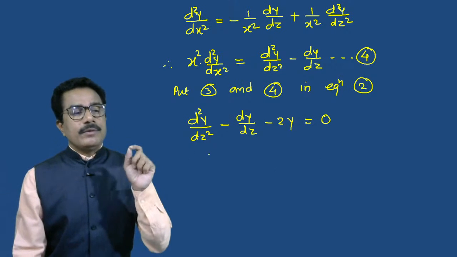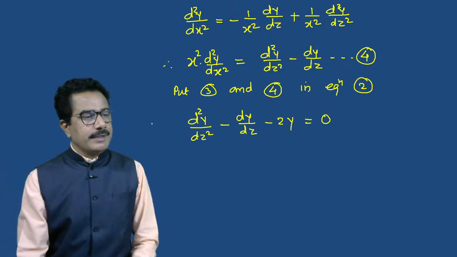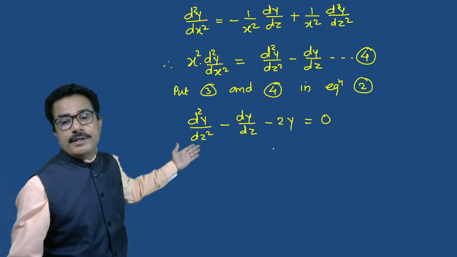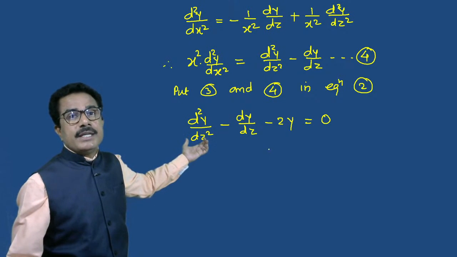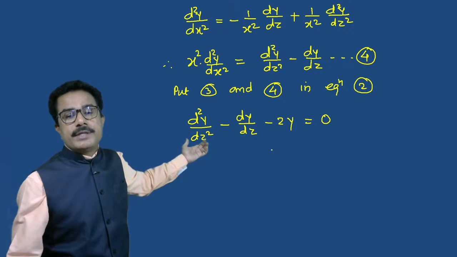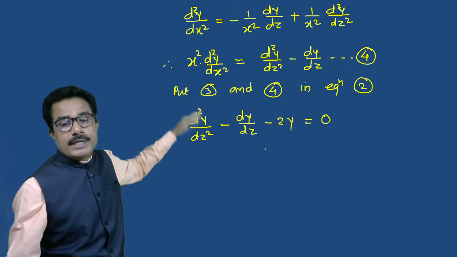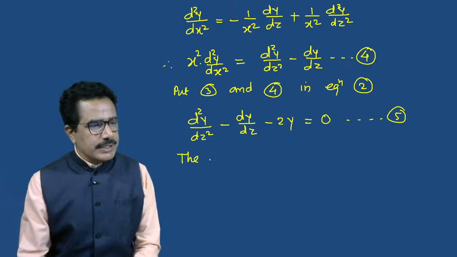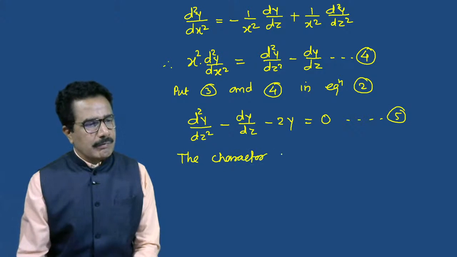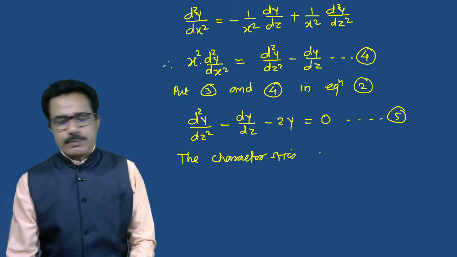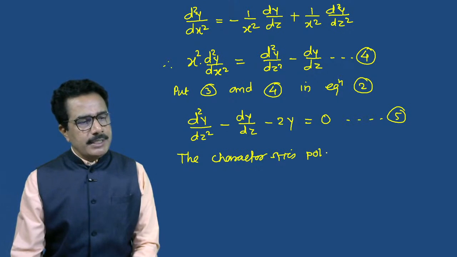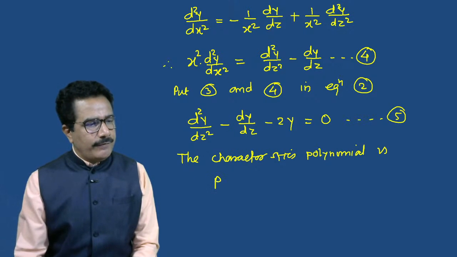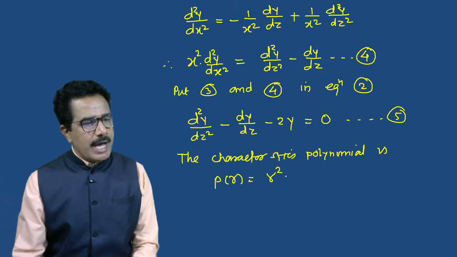So this is the homogeneous differential equation L of y in terms of z. This is the homogeneous differential equation in terms of z with a constant coefficient. That means the variable coefficient we have converted into the constant coefficient, so we can write this as equation 5. Now the characteristic polynomial. What do we get as the characteristic polynomial? Characteristic polynomial is, see this, p of r which is equals to r square minus r minus 2 which is equals to 0.